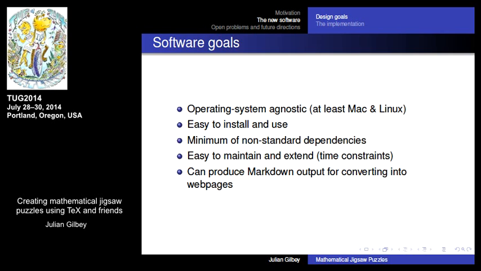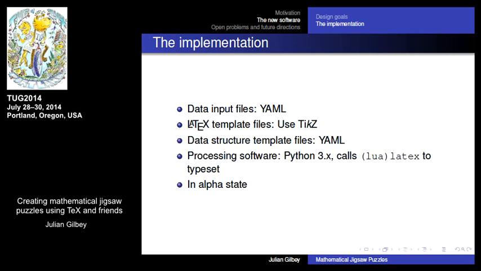For ease of installation, I want a minimum of non-standard dependencies. So simple things that I can install on a Mac or a Linux system easily. Again, so easy to maintain and extend. If one of my colleagues says, I'd like to do this, I can do it. The data input file, I'll show you one example. I'm using YAML for that. If you're not familiar with YAML, it's a bit like JSON. It's a very simple text-based structured document with almost no markup. Very, very simple. The markup doesn't get in the way of reading it. You can see the text very easily. I'll show you one in a moment.